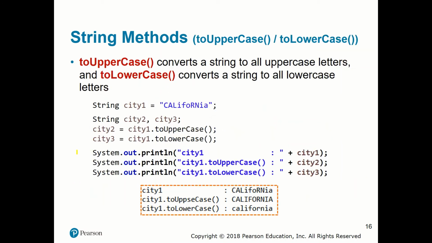toUpperCase converts a string to all uppercase letters, and toLowerCase converts a string to all lowercase letters. For example, city1 has this object, and then city1.toUpperCase is called. Then all the letters in city1 will change into capital letters. And then this method creates an object with city1 replaced with all lowercase letters. So when printing out these three, you can have this result.